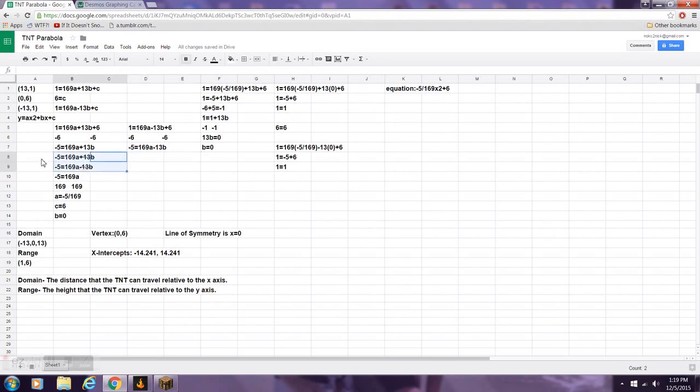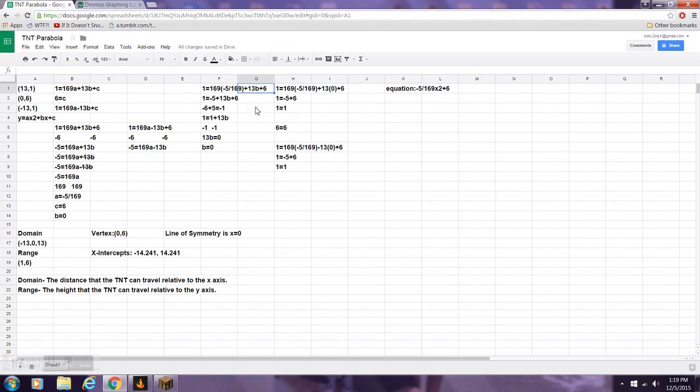So for both those equations, I put them on top of each other and saw that the 13b's canceled each other out, which left negative 5 equals 169a. Divided each side by 169, a ended up being negative 5 over 169. I plugged it back into the original equation of 1 equals 169a plus 13b plus c, and it came out as 1 equals 169 times negative 5 over 169 plus 13b plus 6, which gave me 1 equals negative 5 plus 13b plus 6.